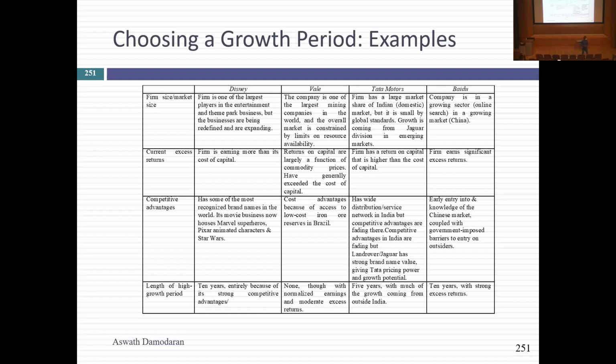Now for my companies, here's a choice I made of how long to wait before putting them in stable growth. When I looked at Disney, already a big company, that kind of weighs against it, one of the largest entertainment companies. It's earning well above the cost of capital. That's good news. So I looked at the excess returns. I looked at their competitive advantages. Do they have strong ones? Absolutely. They have some of the best known brands, and you can't recreate Mickey Mouse out of nothing.